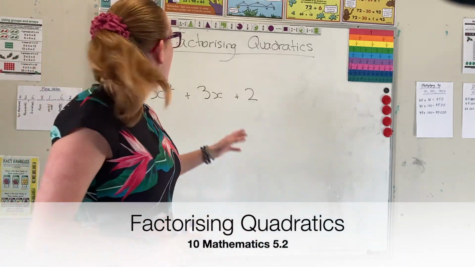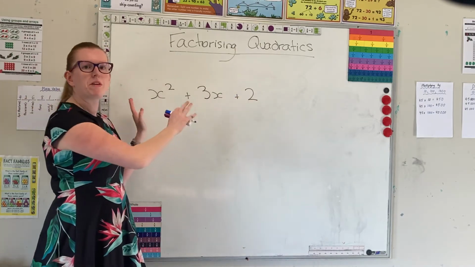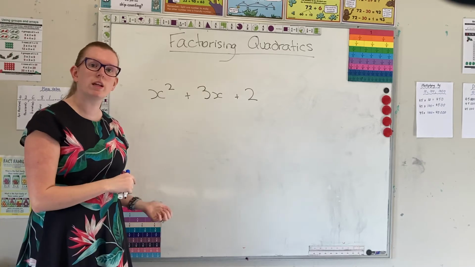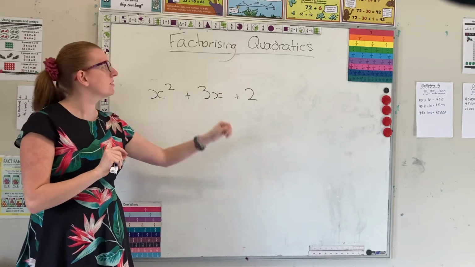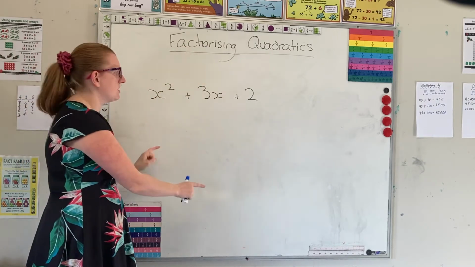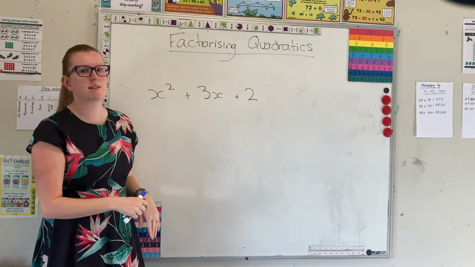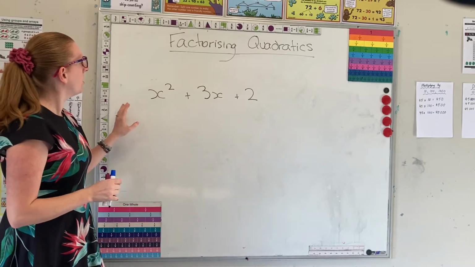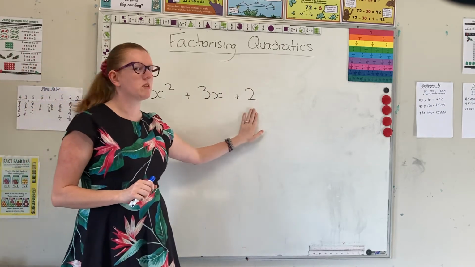Now let's talk about how we factorize quadratics. So we've got a quadratic here, and our goal by factorizing is to turn it into the set of double brackets like we were just looking at when we were expanding. So expanding is the opposite of factorizing. Expanding takes a set of brackets and turns it into this. Factorizing is taking this and turning it into brackets. So they're inverse operations. Okay, so here we've got a quadratic that says x squared plus 3x plus 2.